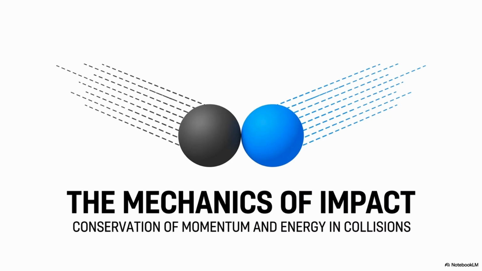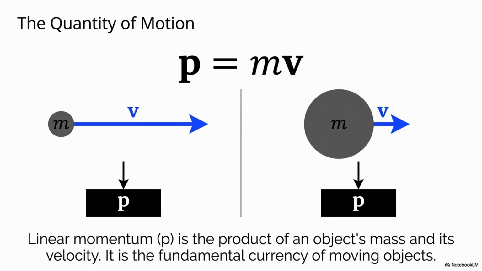Right. So, moving to the next slide now, slide 2, we get into the quantity of motion, or momentum, which is p equals mv. Now, for the absolute beginners listening, think of it this way. Imagine you were standing at the end of a long hallway.